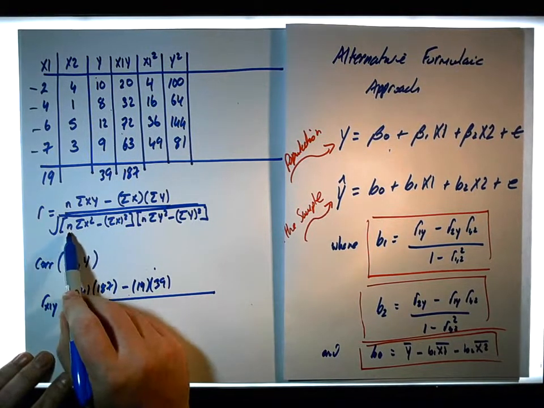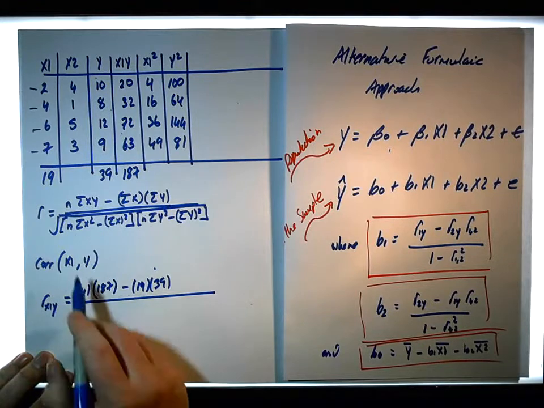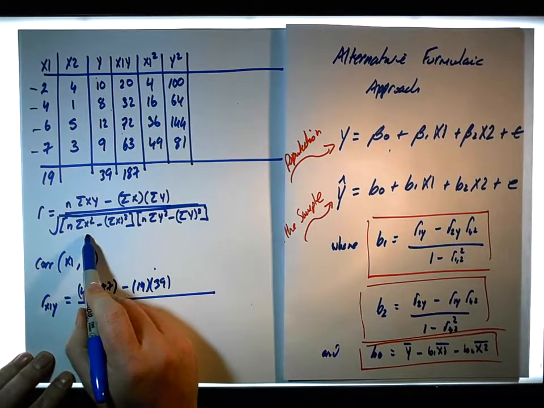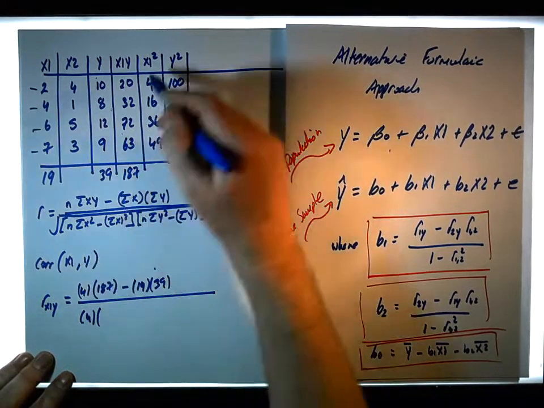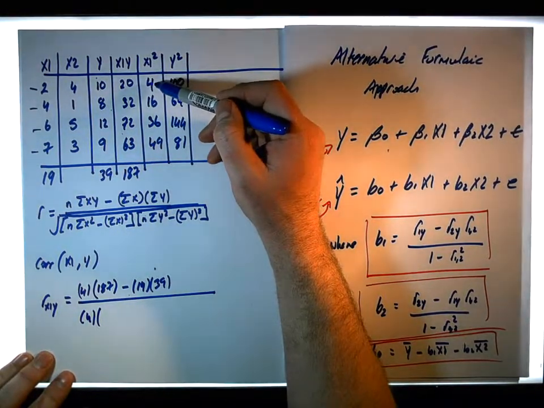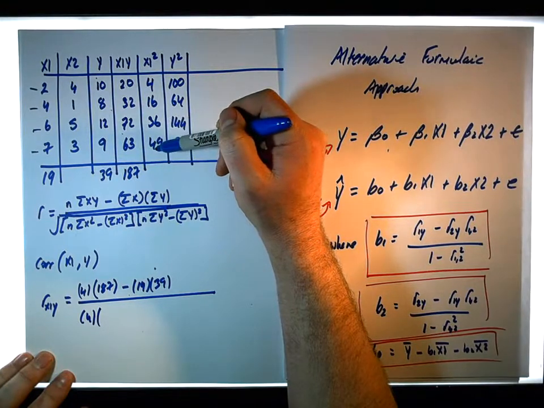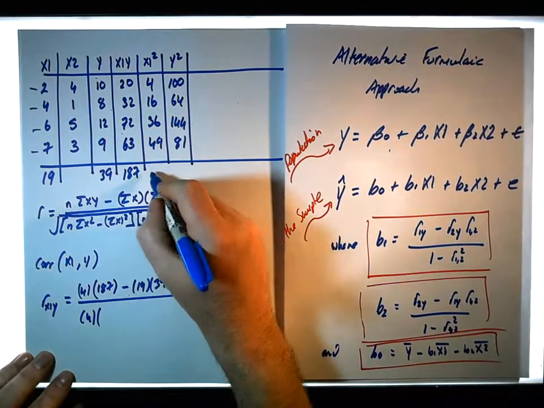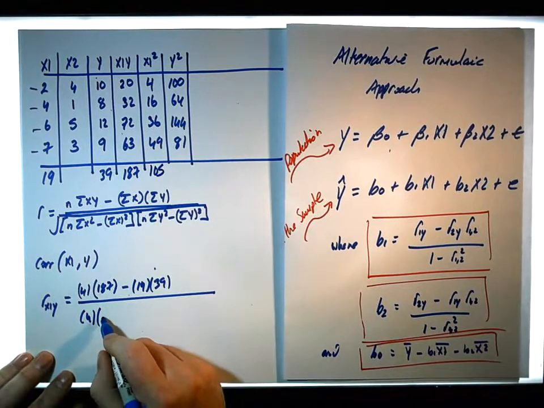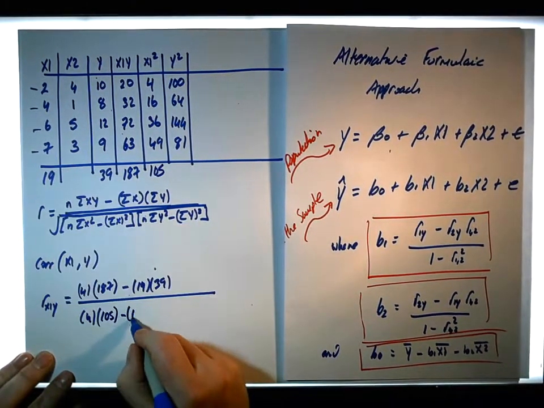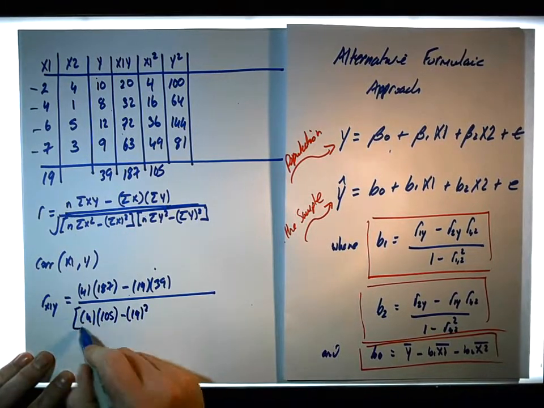So then what we have is the denominator here, it's n, which is 4, times the sum of the x squared terms for the first variable. So the x squared terms are here, it's 4 and 16, that gives us 20, that gives us 56, that gives us 96, that gives us 105 here, okay? So it's times 105 minus the sum of the x's squared, which is 19 squared, okay?